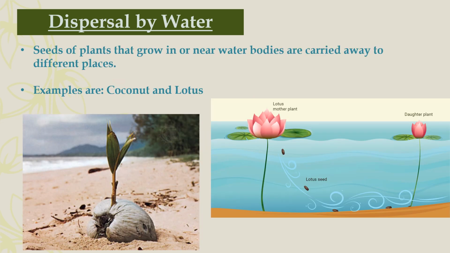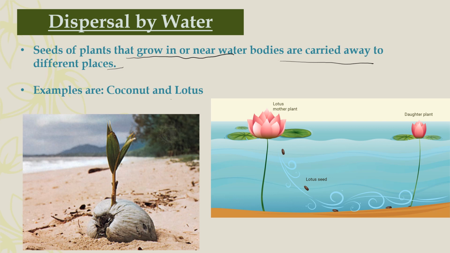So the next is dispersal by water. Seeds of plants that grow in or near water bodies are carried away to different places by water. Whatever plants grow in a water body, a river or sea or ocean or pond, or near those water bodies, the water is the carrier. Water takes away the seeds from one place to another.